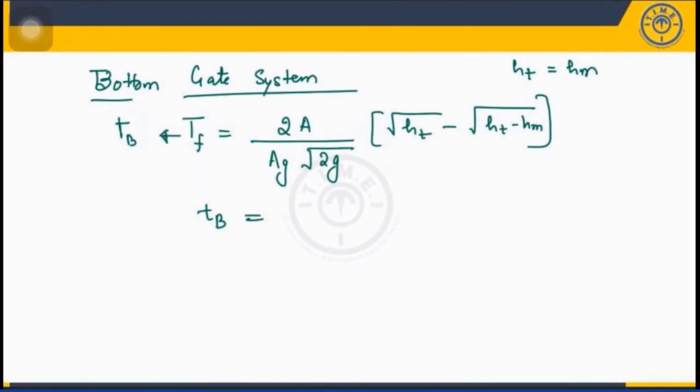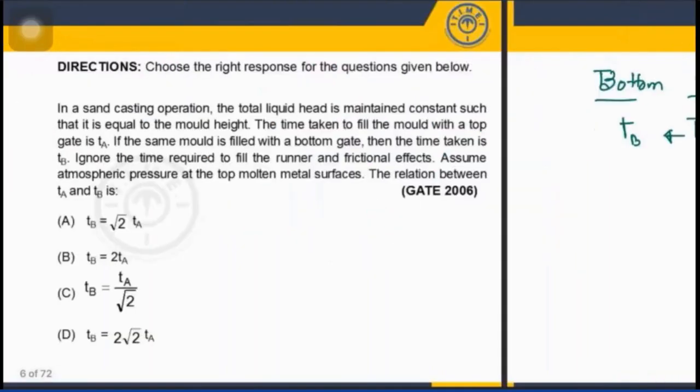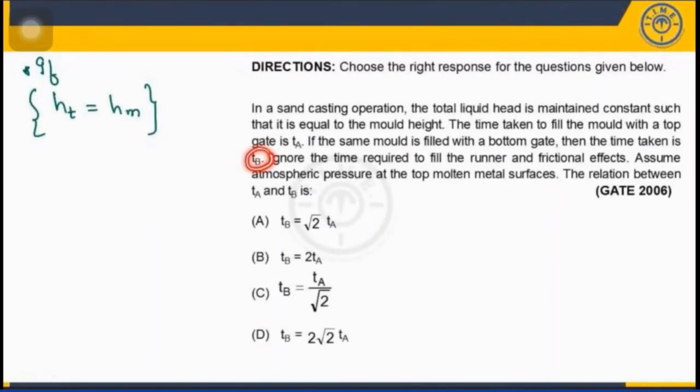In the bottom gate system, the total time required to fill the mold cavity is TB, which is 2A divided by Ag root 2g. That means TB is the time required to fill the mold cavity by the bottom gate system, as mentioned in the question. And TA is the time required to fill the mold cavity by the top gate system. So you have to find the relation between the time required to fill the mold cavity by the top gate system and the bottom gate system.